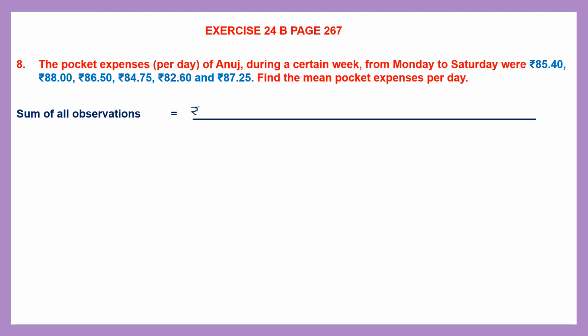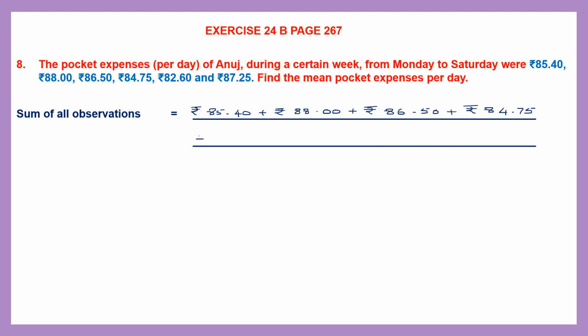So we are starting with the first day. That is 85 rupees and 40 paisa. Add up the next one, 88 rupees. Then we have 86 rupees and 50 paisa, 84 rupees and 75 paisa. Then we continue to add. We need to add 82 rupees 60 paisa and 87 rupees 25 paisa.